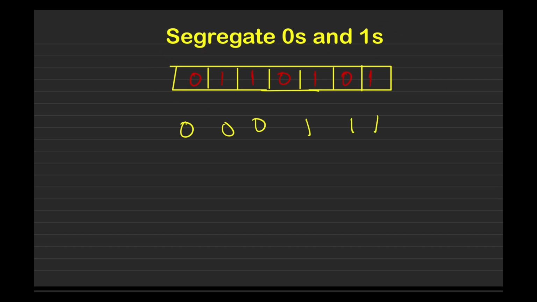If you observe carefully, what I did is I have brought all the zeros to the left side and all the ones to the right side. So in this way I need to rearrange the elements present in my array. Let's understand how we can solve this problem. We can solve this problem in two methods. Let's check the first method.